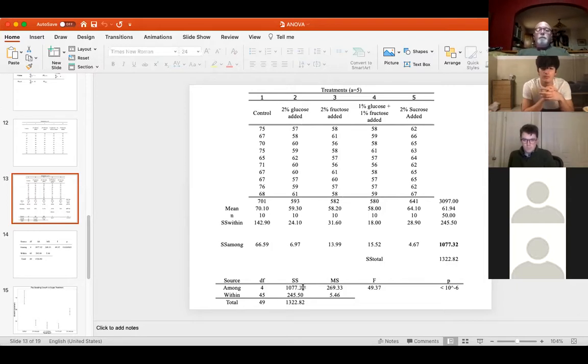structure of the experiment. The mean squared is just the sum of the squared divided by the degrees of freedom. So you can do the mean square for among, the mean square within is just 245.5 divided by 45, and 1077.32 divided by 4. That gives you the 2 mean squared values. The mean squared among divided by mean squared within is F, and then F is what you actually evaluate to calculate the p-value. And this is a humongously big F statistic, which is why your p-value is so small, which means that there's definitely something different in this data set.